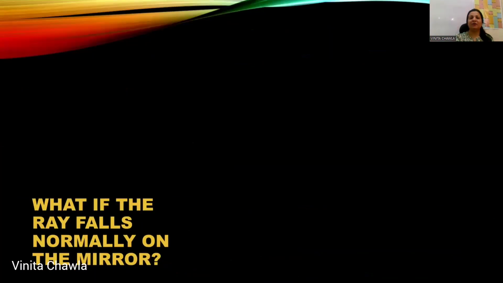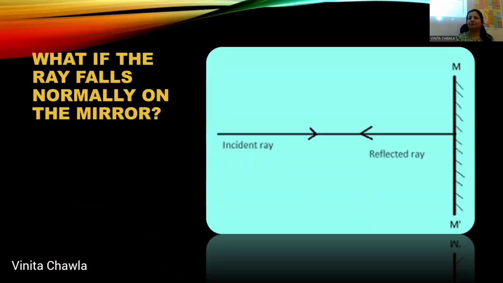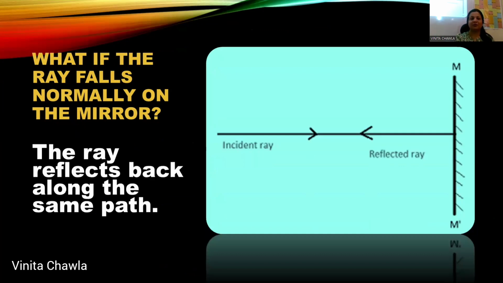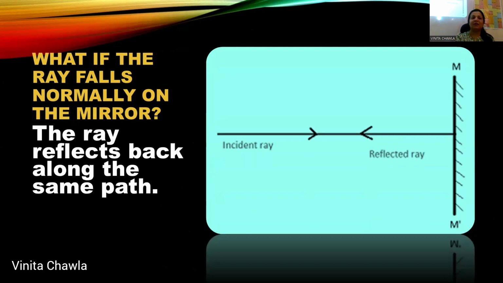And what if the ray falls normally on the mirror? The ray will reflect back along the same path, like a ball. It will retrace its path, and in this case, i and r are both equal to 0 degrees. This is the only case where we have 0 degree angle, where incident ray, reflected ray, and normal all coincide with each other.